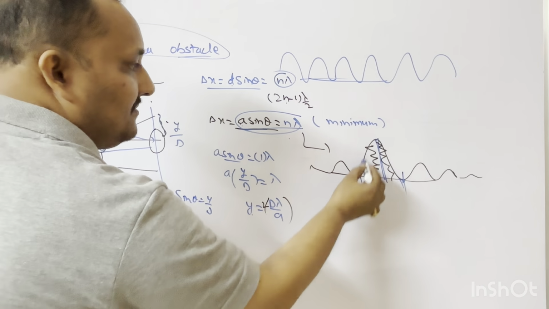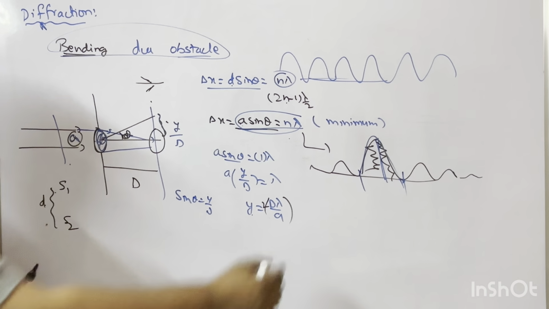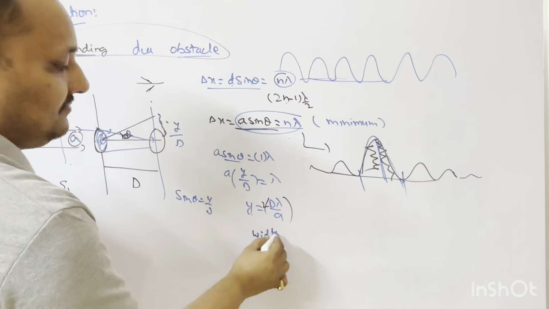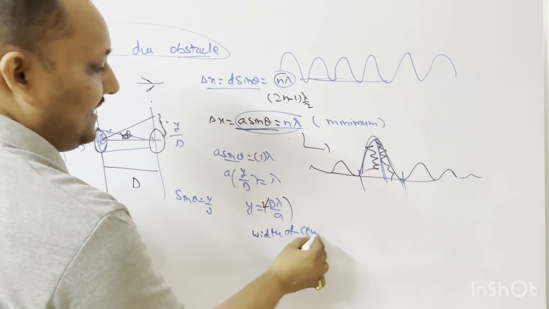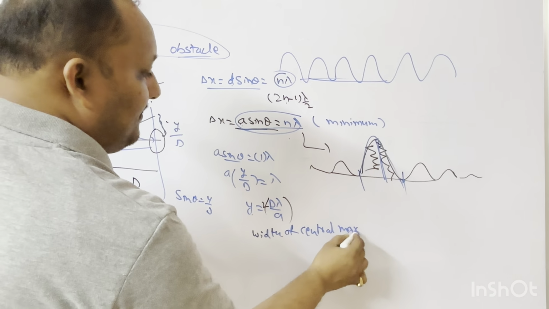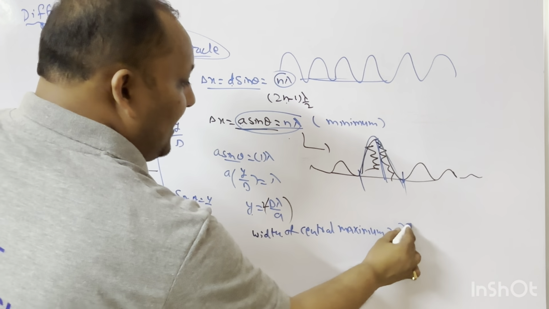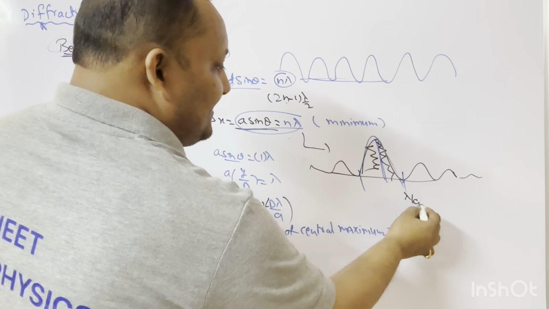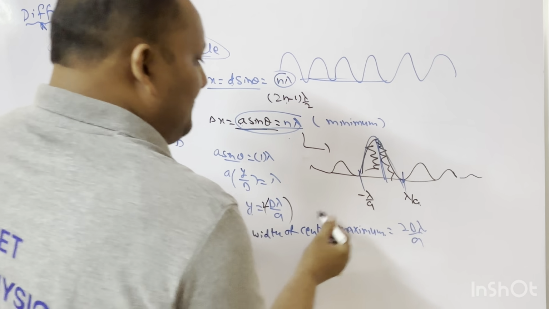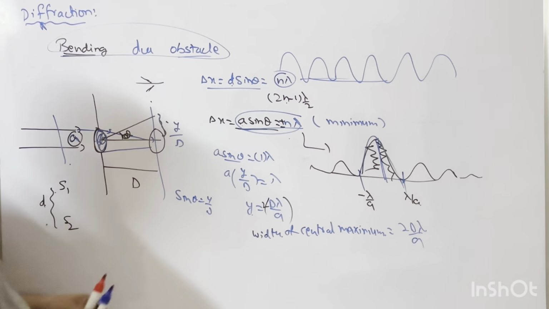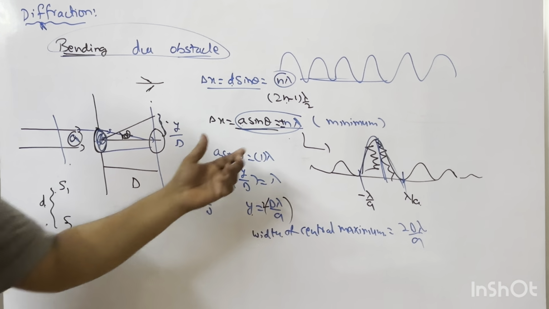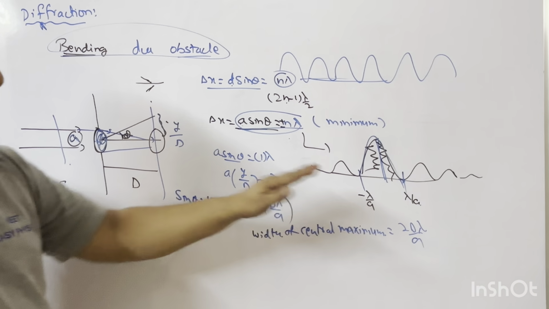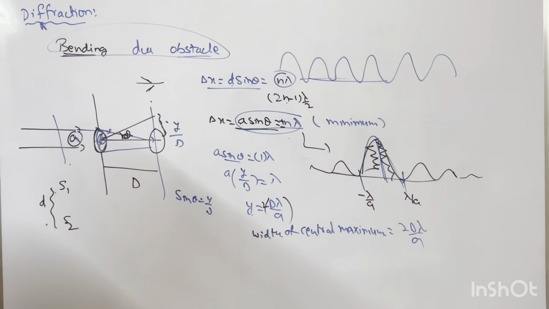Between two minima, one maximum happens. This is the central maximum. So the width of the central maximum is going to be 2 D lambda by a. On the right side it is plus D lambda by a, and on the left side minus D lambda by a, so you write plus or minus. This is the small change and comparison you have to remember for diffraction and interference patterns.